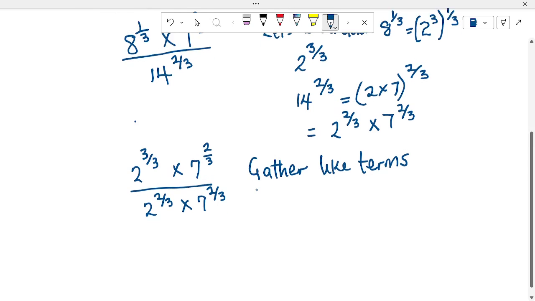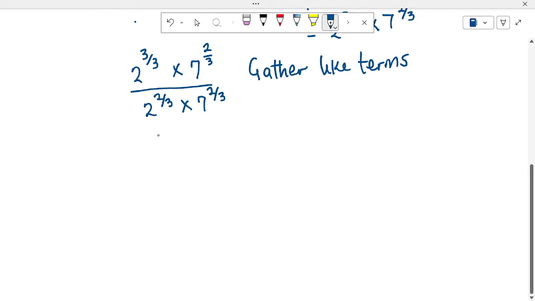When you gather like terms, you have this and this are like terms. 2 raised to, both of them have the same base. You have the same base here. You have the same base here. So they are like terms. But how do we bring up this? If you are going to bring up this, what happens?